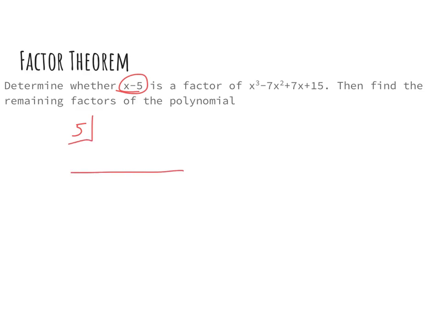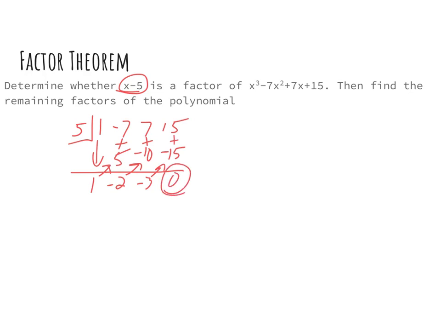Our coefficients are 1, negative 7, 7, and 15. And then we do synthetic division. We drop that first number, multiply it by the top left corner, add vertically, multiply by the top left corner, add vertically, multiply by the top left corner, add vertically, and we get a 0. So this remainder of 0 tells us that it is a factor. Okay, so x minus 5 is a factor.